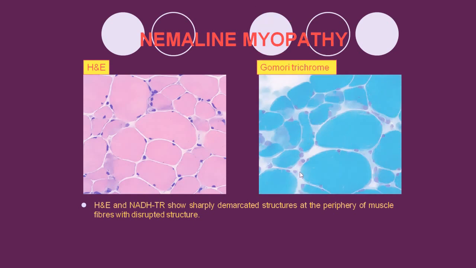This is Gomori trichrome. Gomori trichrome shows no nemaline rods in the cap structure, in comparison to nemaline myopathy, in which there are nemaline rods. Here we do not see nemaline rods.